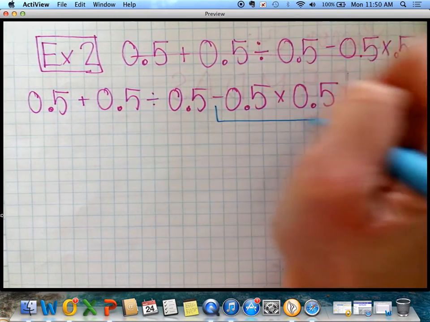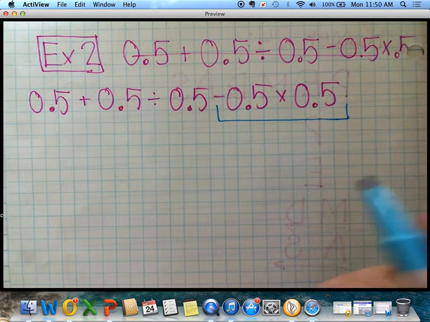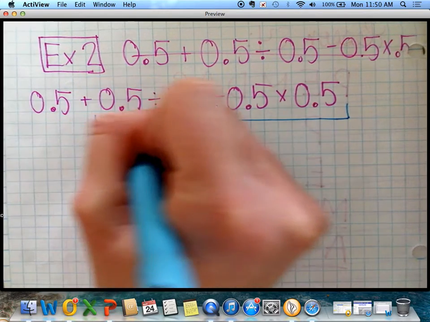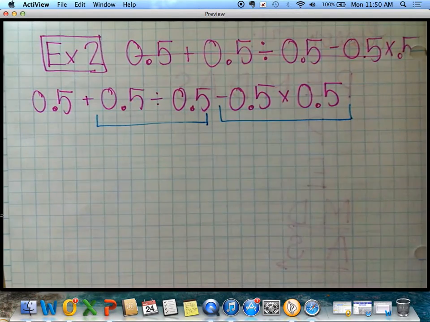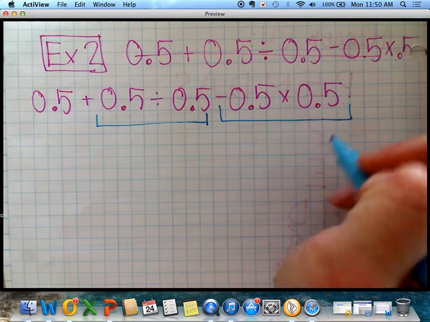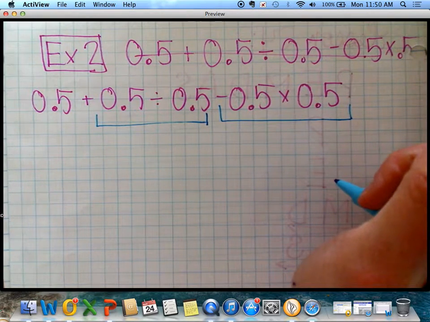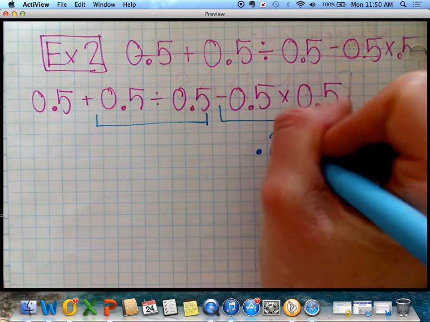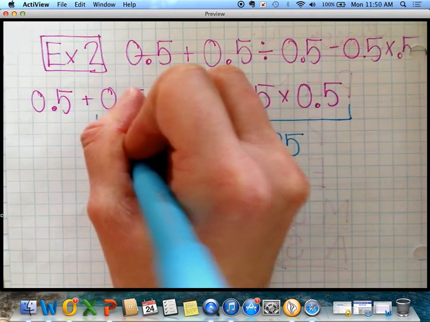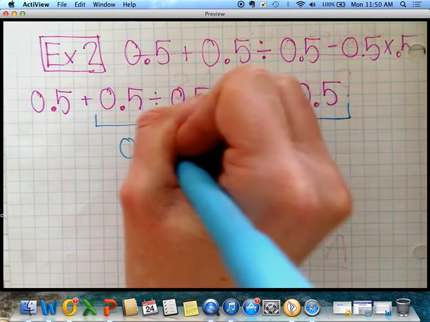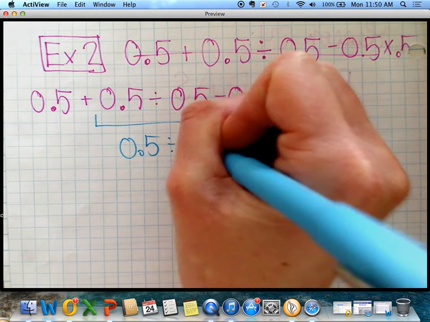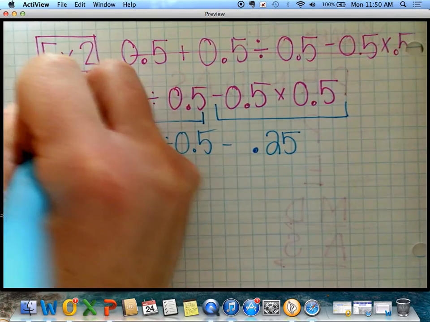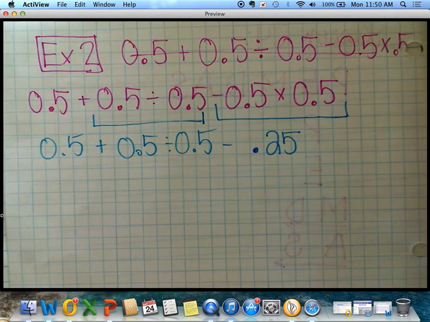0.5 times 0.5. We can also go ahead and divide. 0.5 times 0.5 is 0.25. Bring everything down that doesn't change. We'll divide in the next step, but we need to make ourselves aware that we can divide that also.